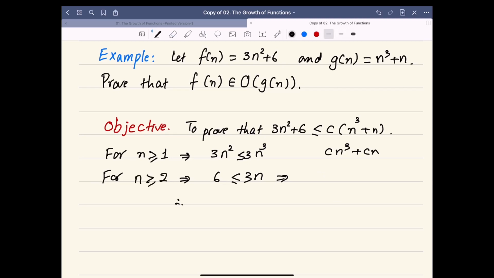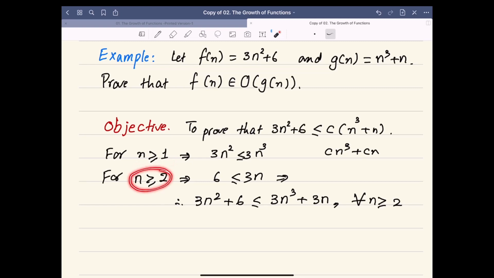So now we can say that 3n squared plus 6 is less than or equal to 3n raised to power 3 plus 3n, but for all n greater than or equal to 2. Because if this is true for n greater than or equal to 1, definitely it is also true for n greater than or equal to 2. And now here you can take 3 common, and you have reached your objective. C is equal to 3 and k is equal to 2.